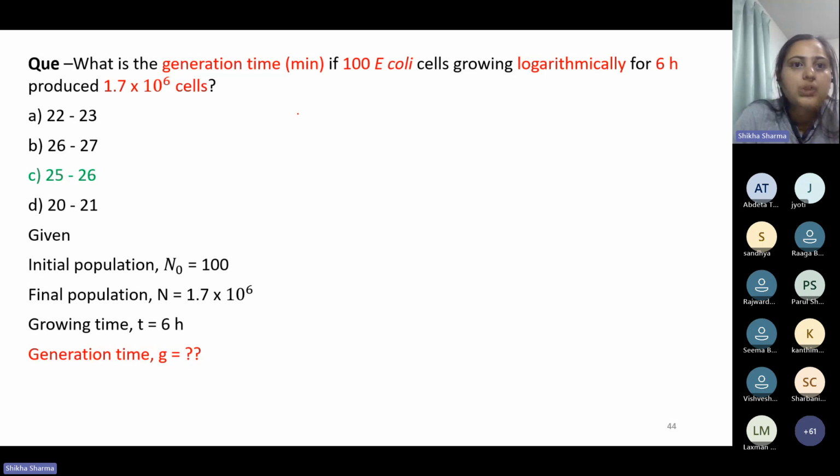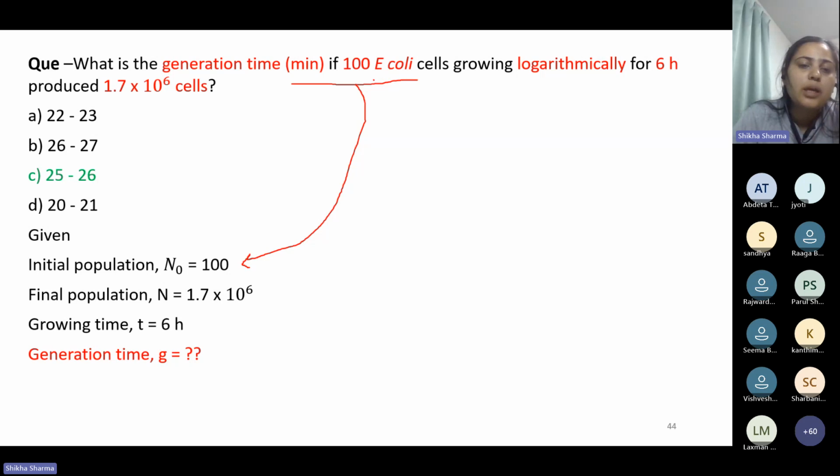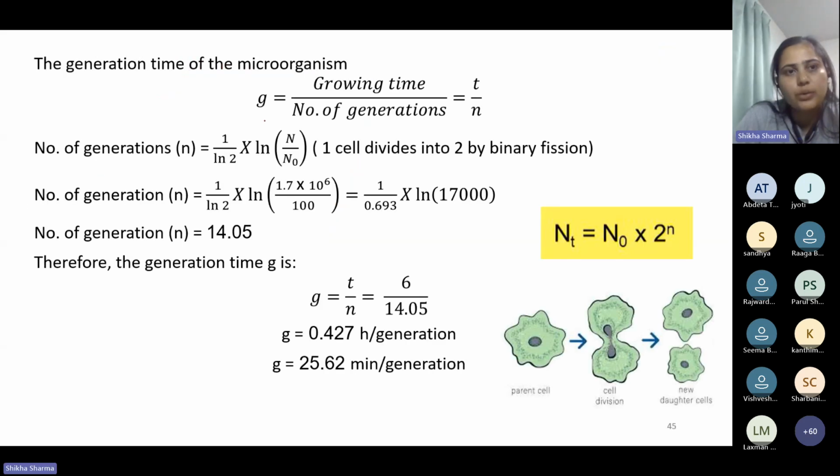In the question, we need to calculate the generation time for E. coli, where the initial population is given as n naught equals 100. From the initial population n naught of 100, the E. coli grows logarithmically and becomes 1.7 into 10 to the power 6 cells. The time it took is around 6 hours, and here we need to calculate the generation time in minutes. So let's solve this question.